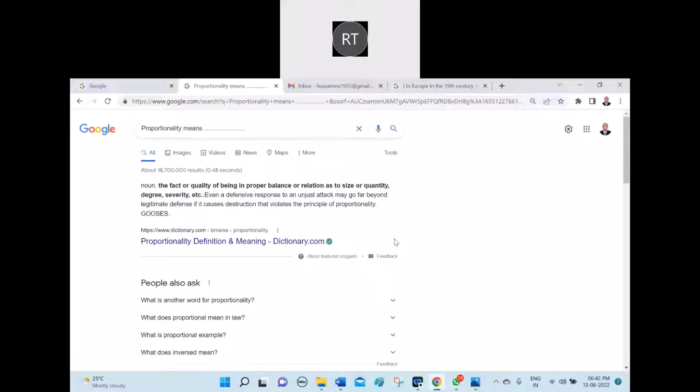If somebody slaps us, we cannot stab him. We can also slap him or beat him two or three times extra, but we cannot stab him and kill him. That is the doctrine of proportionality. Punishment should be proportionate to the action, the proper balance in relation to the size, quantity, degree and severity. In all the aspects, the severity would be there.